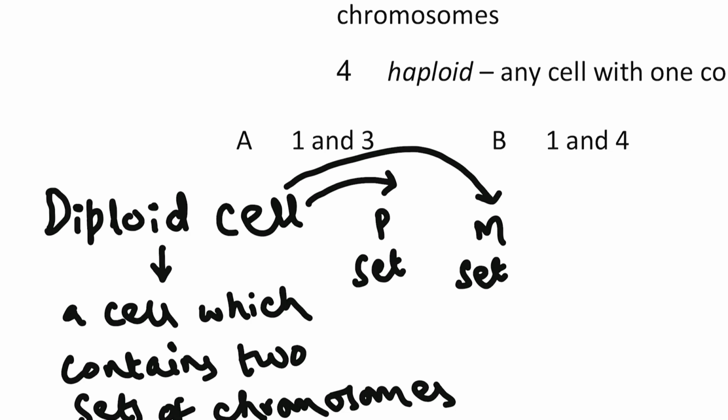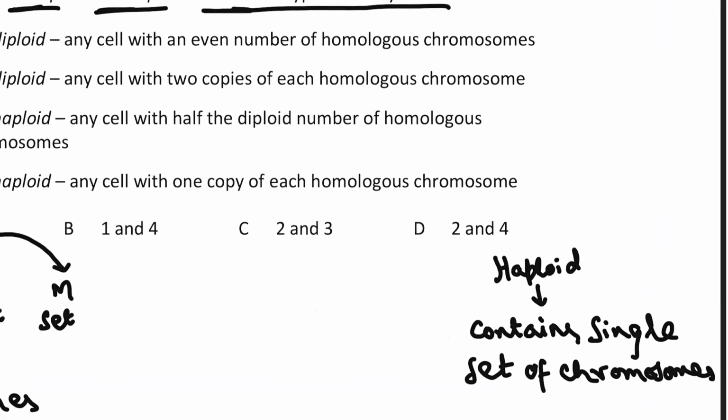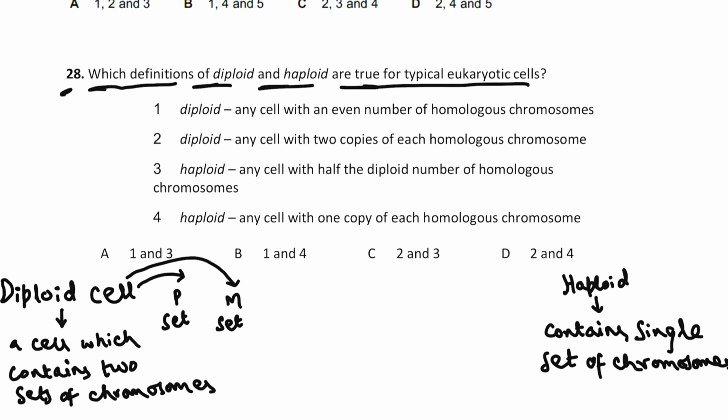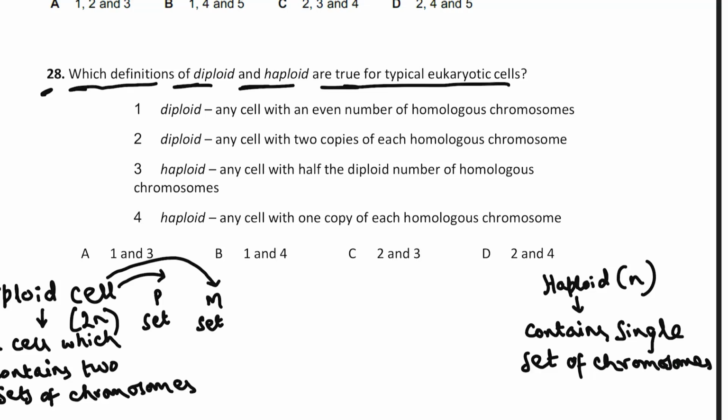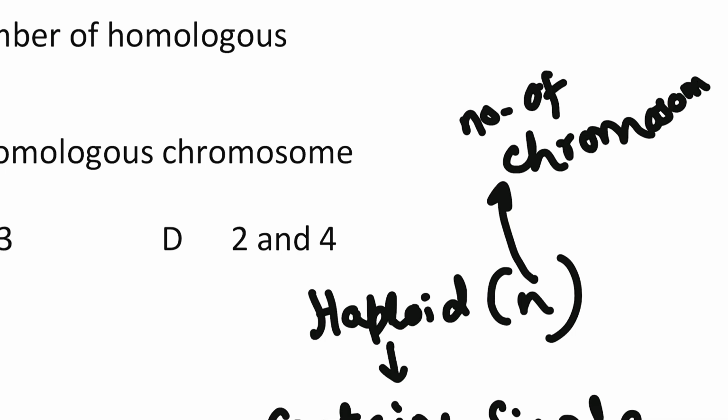But the gametes that I'm producing, for example, I'm male and I'm producing sperm, so my gamete will contain only one set of chromosomes, because as you all know, haploid cells have half the number of chromosomes as compared to the diploid cell. For example, if diploid cell has 46 chromosomes, then the haploid cell will have 23 chromosomes. So diploid is represented by 2n and haploid is represented by n, where n is the number of chromosomes in one set.